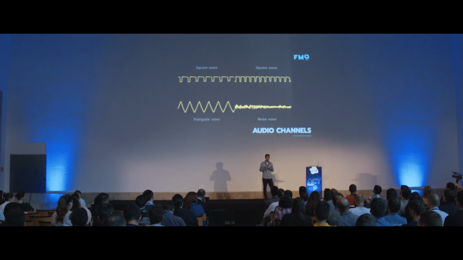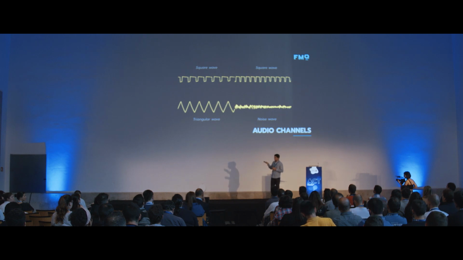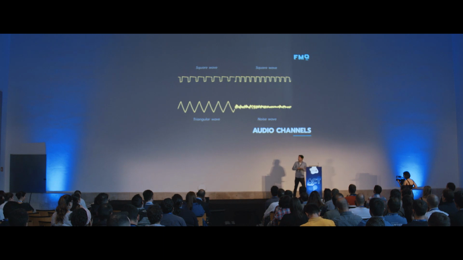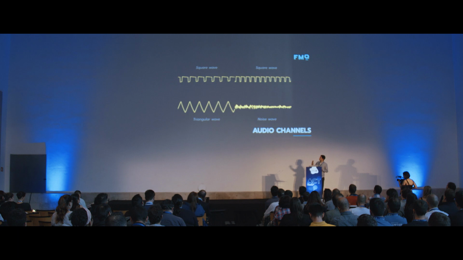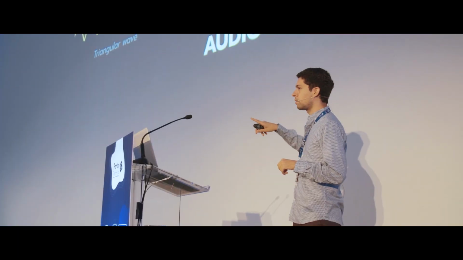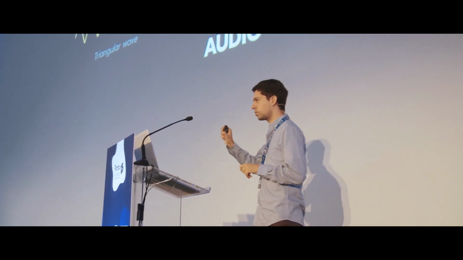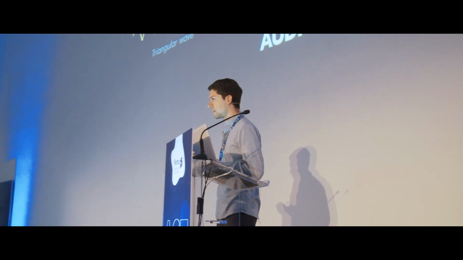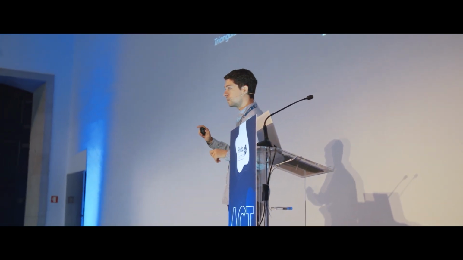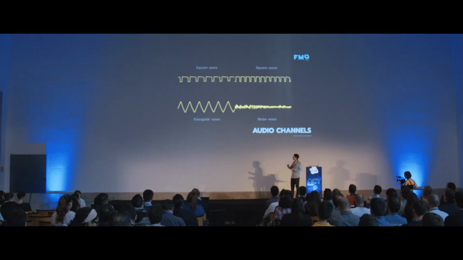So the NES had 5, the first Game Boy had 4, and they were very limited in the sounds that they could produce. In this example, taken from the first Game Boy, Nintendo Game Boy, it had 4 channels: 2 square waves, 1 triangular, and 1 noise. I'll show you an example of each one of these sounds. So the first one, square waves.